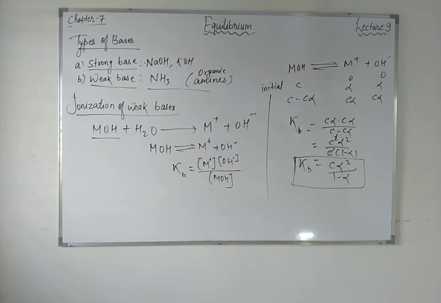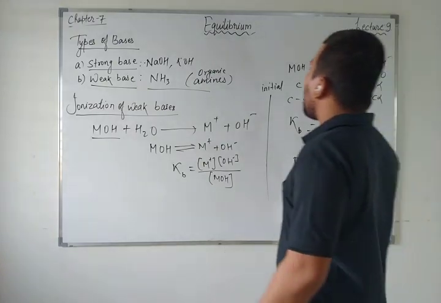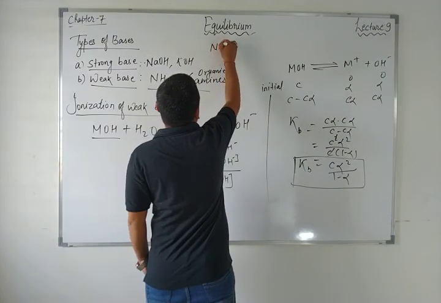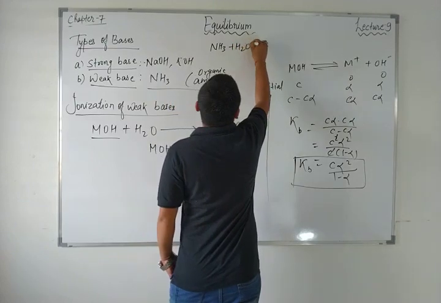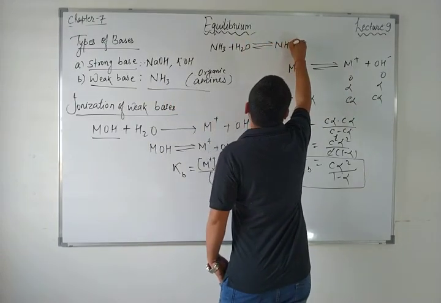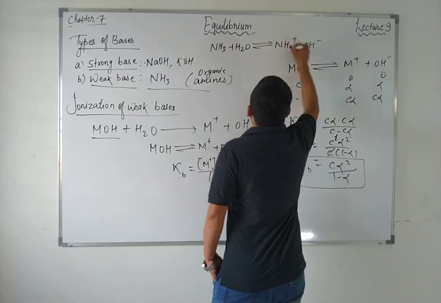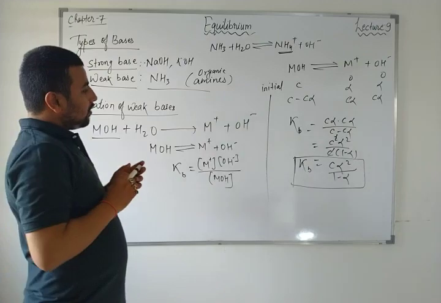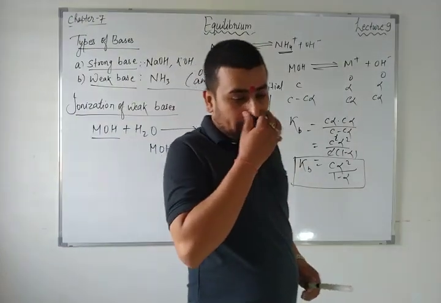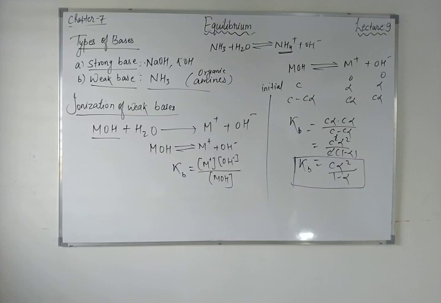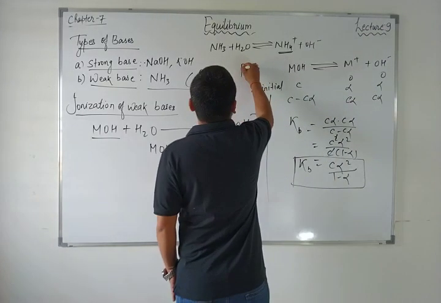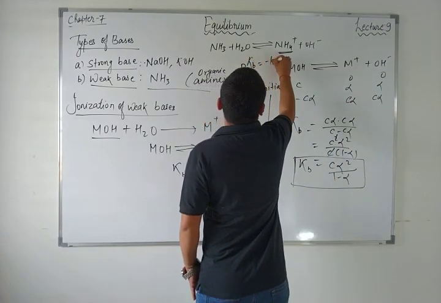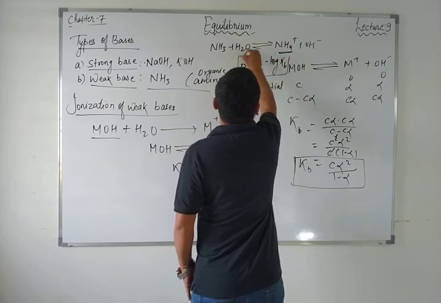One thing I would like to tell you: if I talk about ammonia, what will happen to the ammonia? NH3 plus H2O will give NH4 plus and OH minus, the ammonium ion, right? If you want to calculate this ionization constant for the weak bases, there is one question also. And similarly, as we have written in the acid, pKb is equal to minus log Kb. This value also you have to remember.